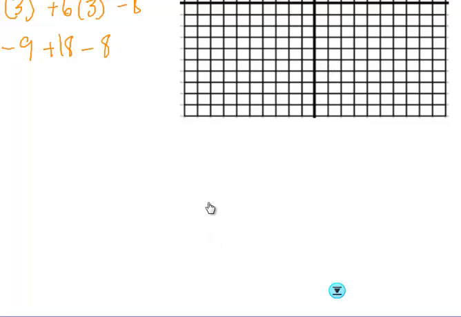That comes out to negative 17. So our vertex is (3, 1). I'm just going to rewrite it here, (3, 1), and I will draw that on our graph first, which is going to be right there.